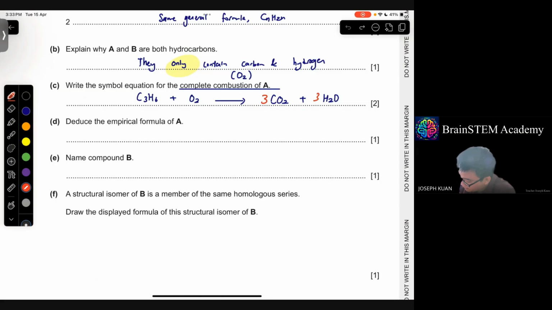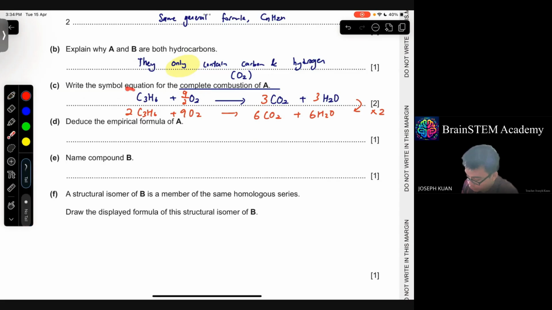Counting on the right-hand side, there is a total of 3 plus 6 oxygen, which is 9 oxygen. So on the left-hand side, to balance this, we have to put a fraction. 9 over 2 oxygen is used in this combustion reaction. Or alternatively, you can make it into the simplest whole number ratio, which is 2C3H6 plus 9O2 forms 6CO2 and 6H2O. This can be found by multiplying the mole ratios by 2.